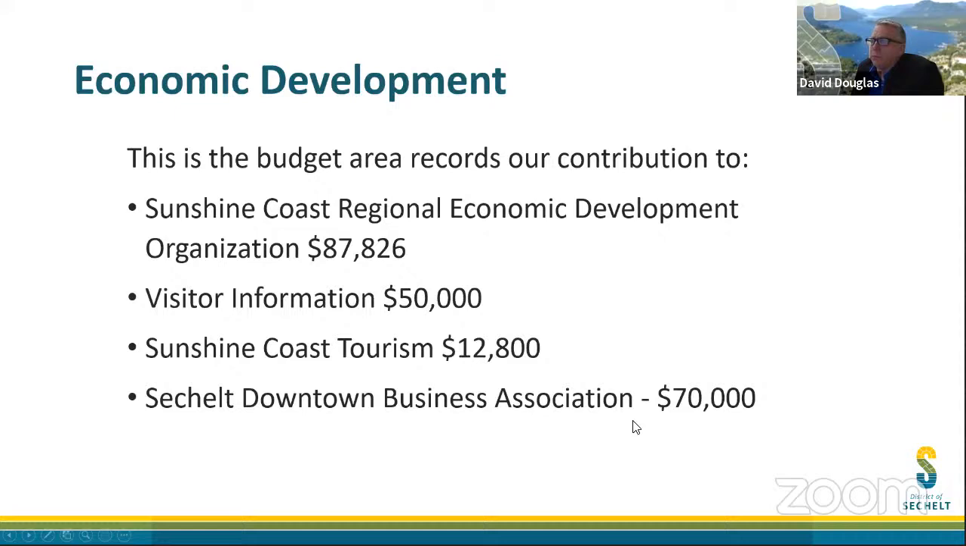Now, although we contribute that amount, the $70,000 is covered off by a local area improvement tax that just the downtown businesses pay. So it's not a taxing item for the rest of the citizens within the district, just the downtown businesses.